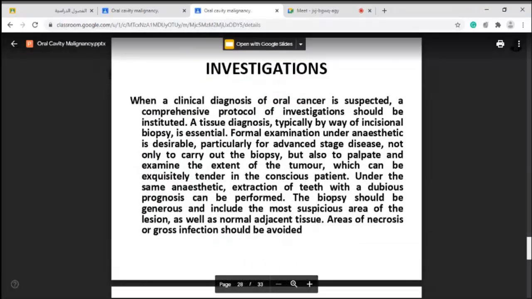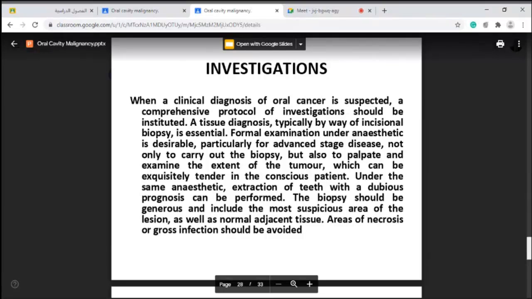When a clinical diagnosis of oral cancer is suspected, a comprehensive protocol of investigations should be instituted. A tissue diagnosis, biopsy, is very important, typically by way of incisional biopsy. Formal examination under anesthesia is desirable, particularly for advanced stage disease, not only to carry out the biopsy, but also to palpate and examine the extent of the tumor, which can be tender in the conscious patient. If the tumor is tender, painful, there may be perineural metastases.